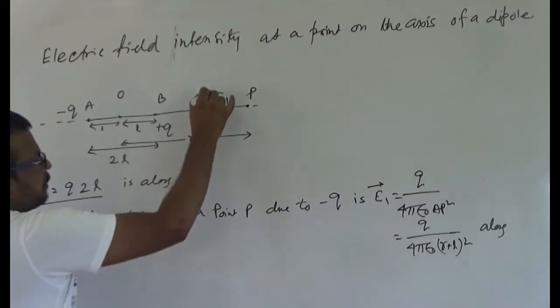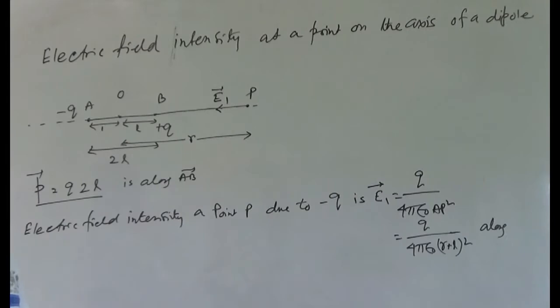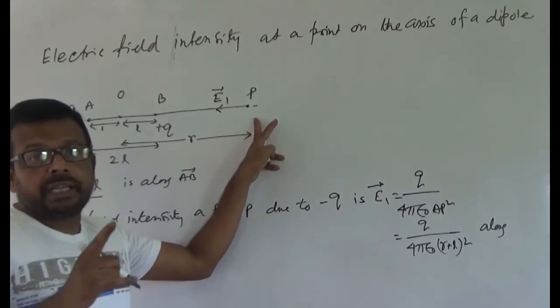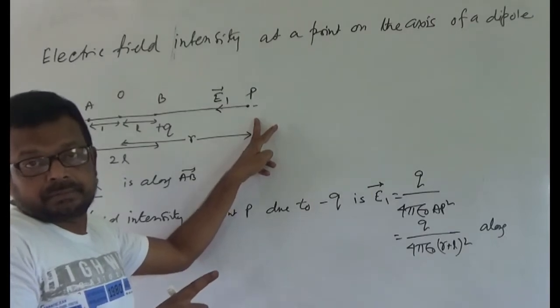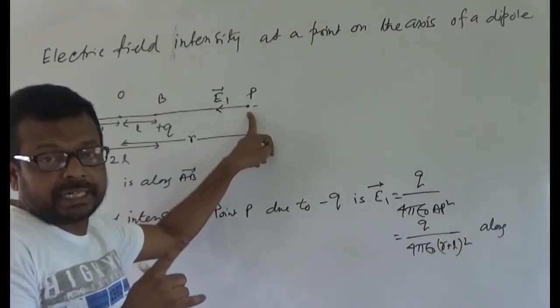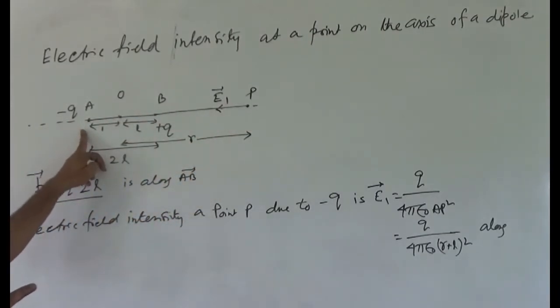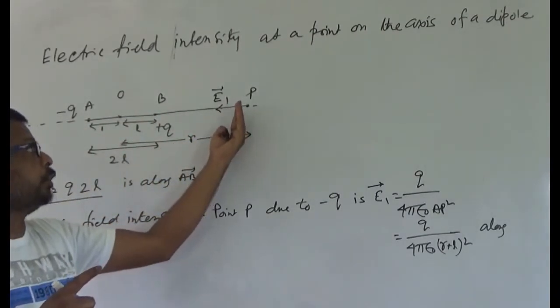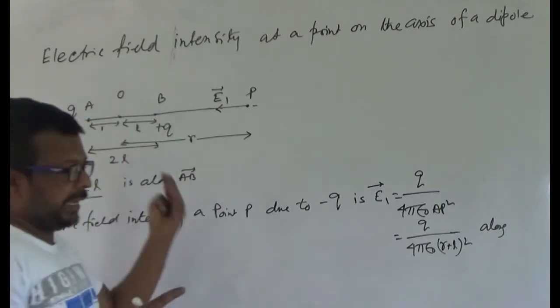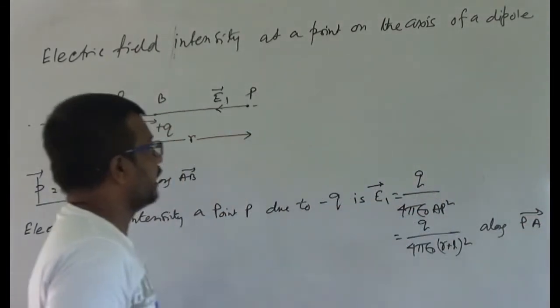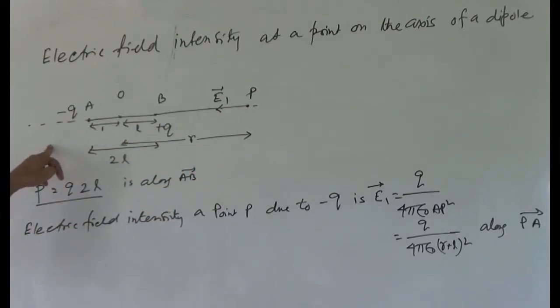Is it clear? Because electric field is the force on a unit positive charge. That means we have placed here a unit positive charge, which is attracted by this negative charge, and the direction will be along PA, that is, from P to A.